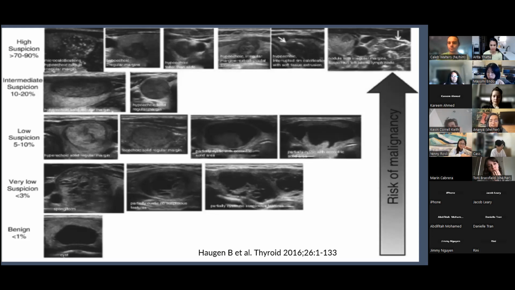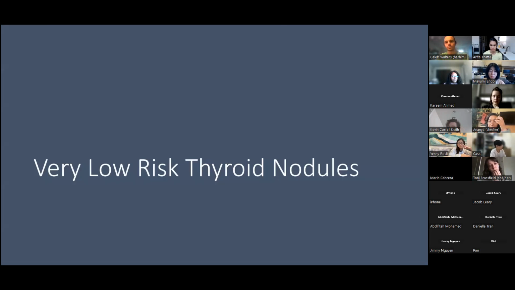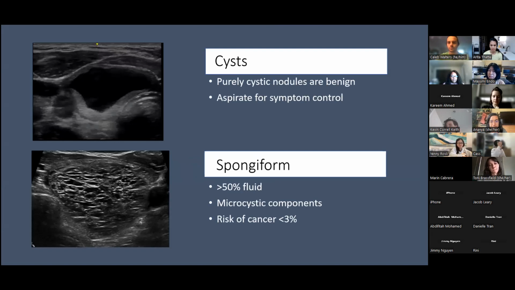Any questions so far? Assuming no, I'm going to go forward. Very low risk thyroid nodules. I would say any nodule that has fluid in it is typically reassuring. There's one exception called cystic papillary thyroid cancer. However, fortunately, those are rare. So if you see a pitch dark portion on the ultrasound, which means that's the fluid, it's typically reassuring. The one above you see is a cyst.